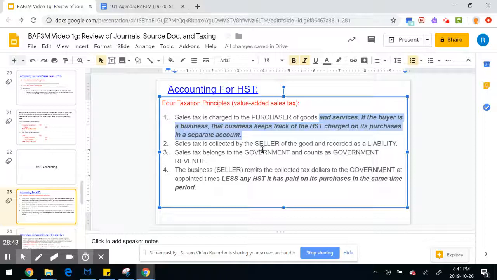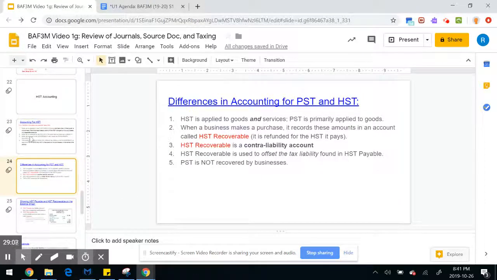Okay, sales tax is collected by the seller still, and just like with PST, at the end of the month, any HST that we've collected from customers, we have to pay back to the government, except with HST, anything that we have spent on purchases, we just subtract that from the HST payable to get the new number. Okay, so I'll try to make that a little bit more clear.